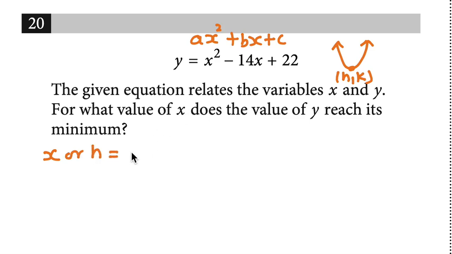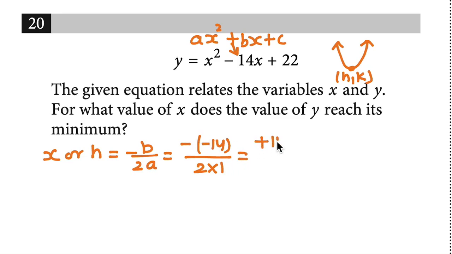In this standard form, the formula is minus b by 2a, right? So if you relate, b is negative 14. So negative times negative 14 over 2 times a, which is 1, negative negative positive 14 by 2, which is 7. That means that the value of x is 7. So what is asked? For what value of x does the y reach its minimum? So that is 7.